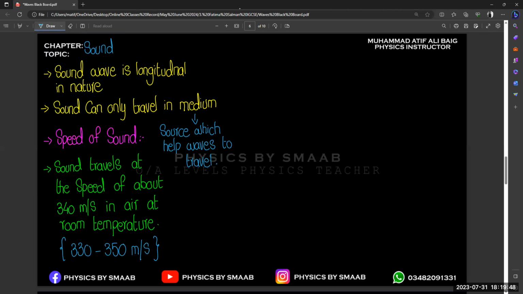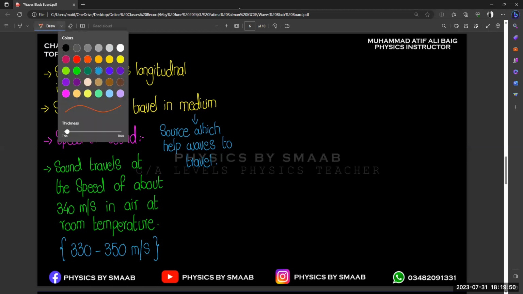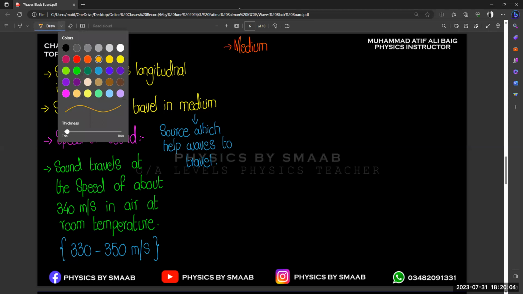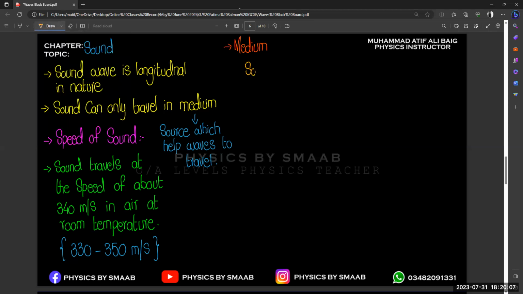And if we talk about the speed of sound in different mediums, let's first talk about three of them: solid, liquid, and gas. Gas means the same as air, right?